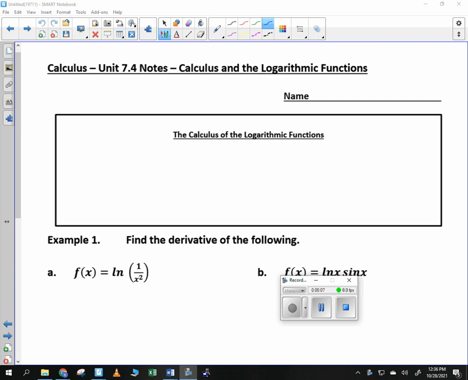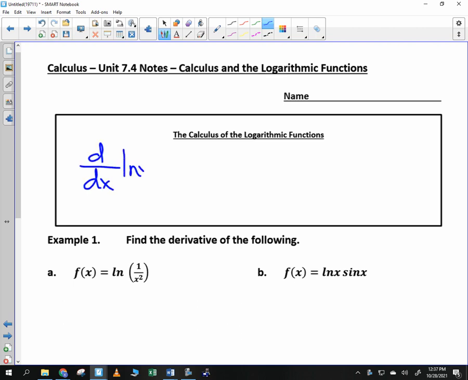Just like we learned the derivative of e to the x is e to the x, we're going to learn that the derivative of the natural log of x is equal to 1 over x. You might wonder why. The proof is fairly involved, and it would take us about an hour, so we'll just skip that.